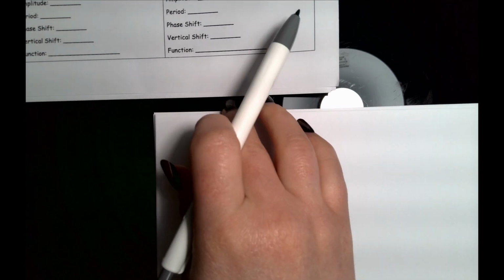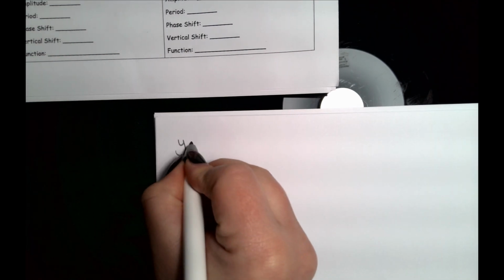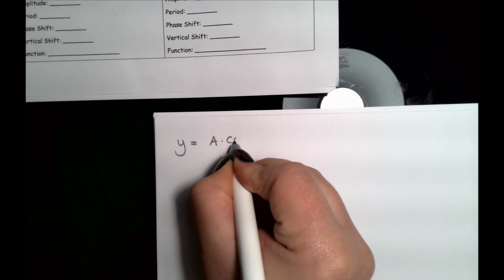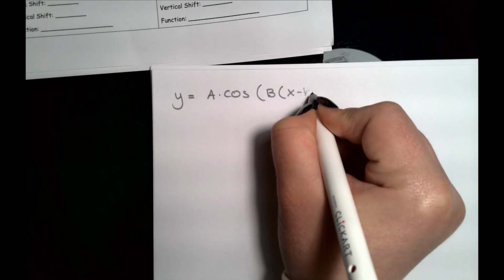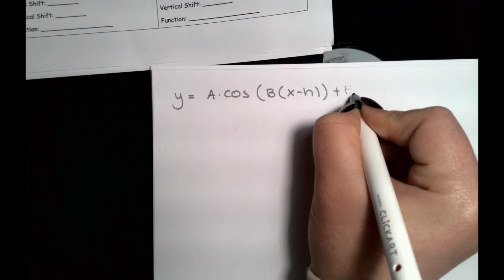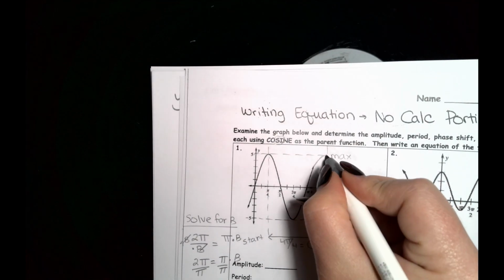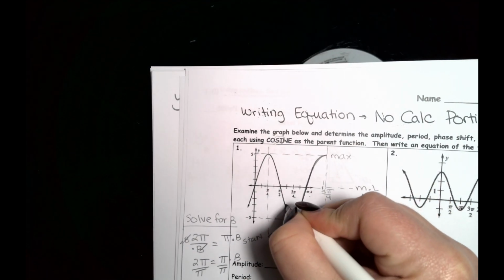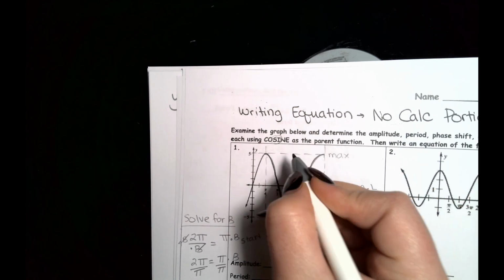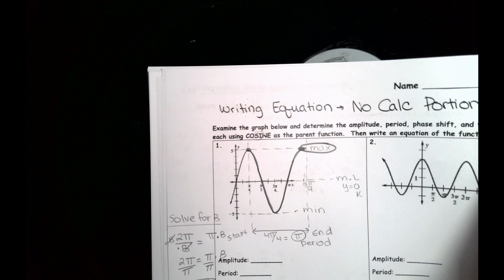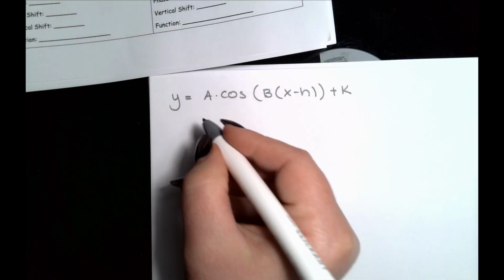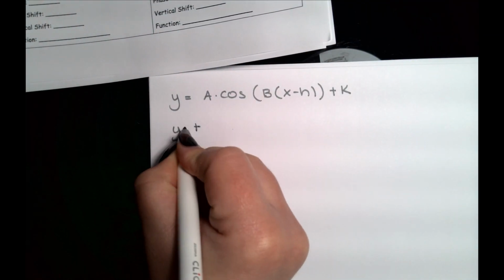The function that we have is cosine. Y equals a times cosine of b times x minus h plus k. We want to take a look and see if the function we have is an increasing positive function or if it's a negative decreasing function. Because we are starting on our maximum, this is a positive cosine that we have. So when we have an equation, we're going to write a plus for positive.